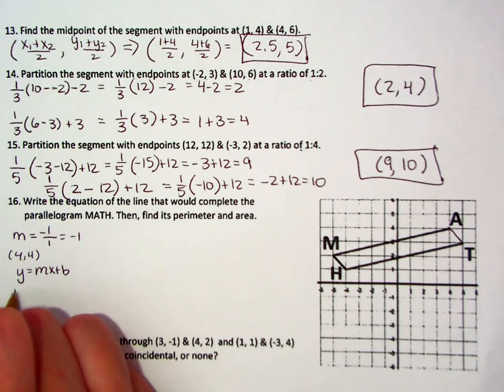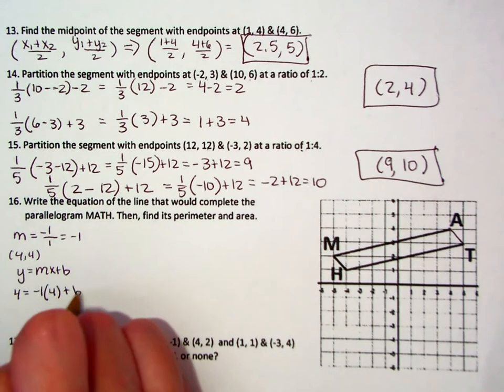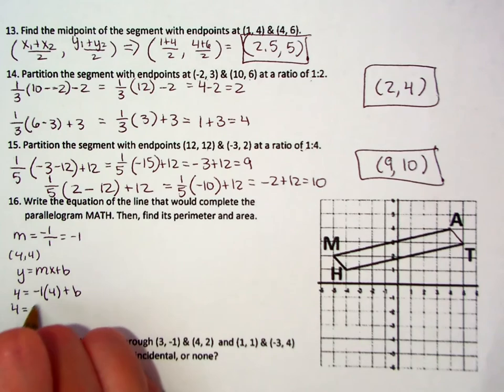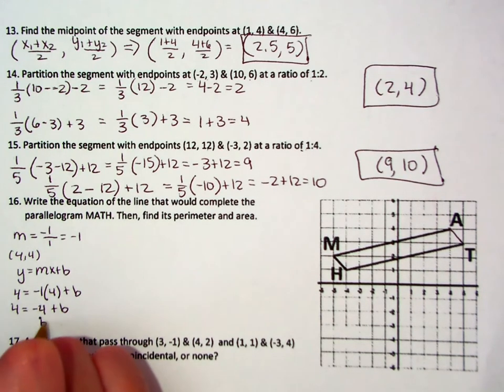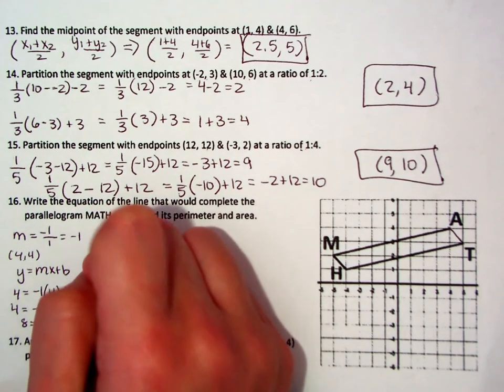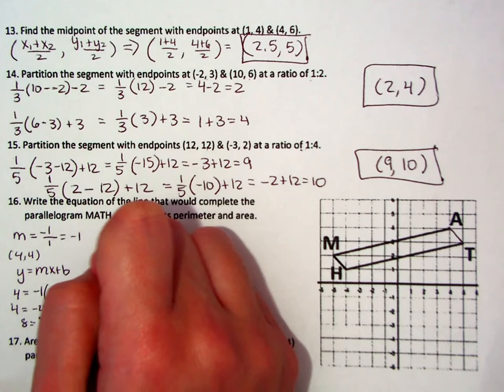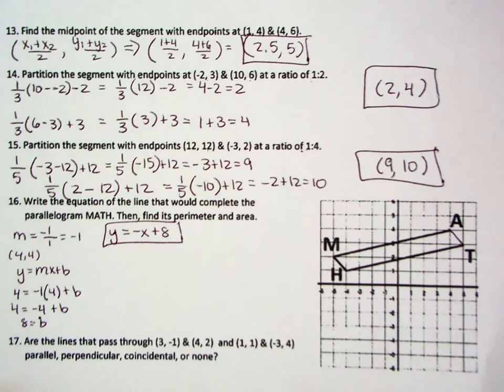So my y is going to be 4 equals my m, which I found to be negative 1, times my x, which is 4 in this case, plus b. So 4 equals negative 4 plus b. Add 4 to both sides, and b is going to be 8. So for the first part of this question, y equals negative 1x, or negative x, plus the b, which was 8. So that's the first part.